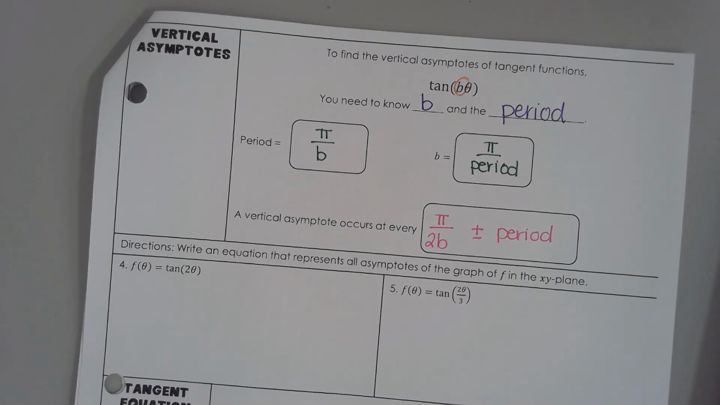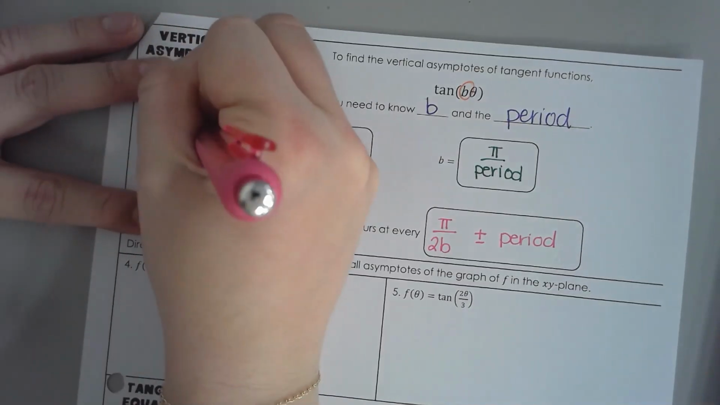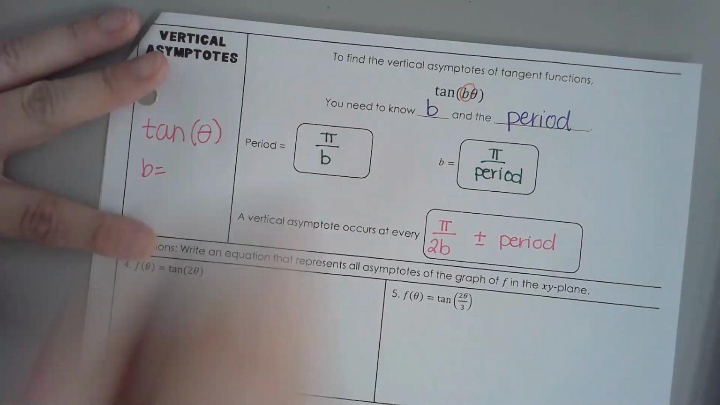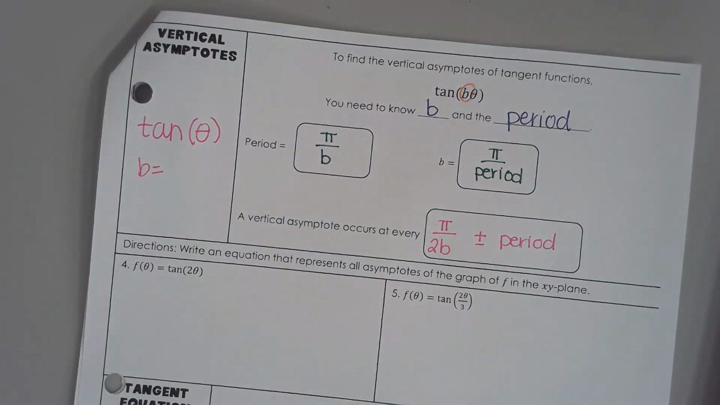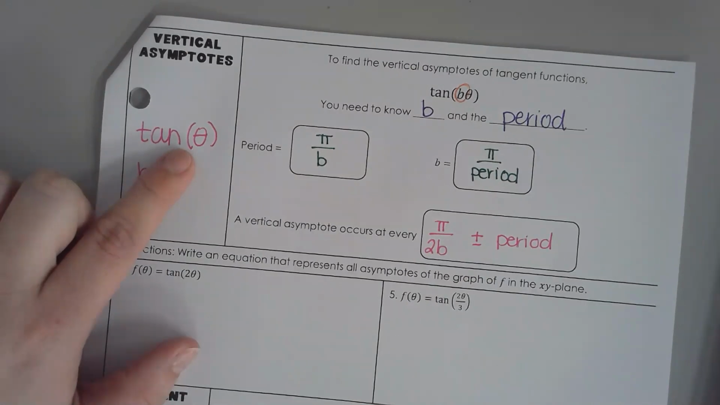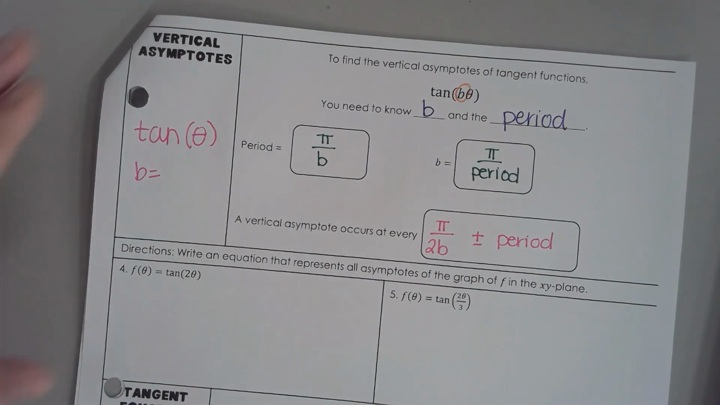Yeah. And if you think about plain tangent, there's no b there. What is b of just tangent of x? If I give you this equation, what is b? What number is in front of theta, or your variable? 1. So your b is 1.